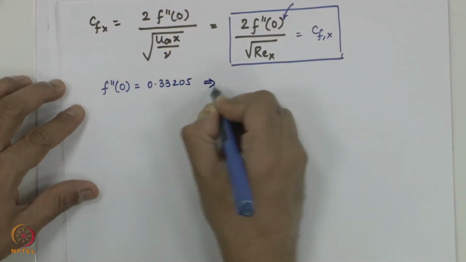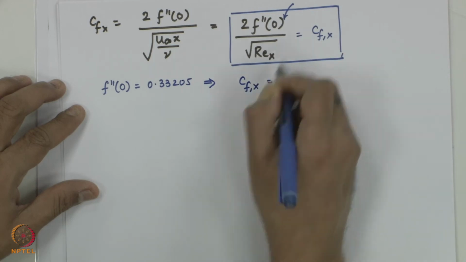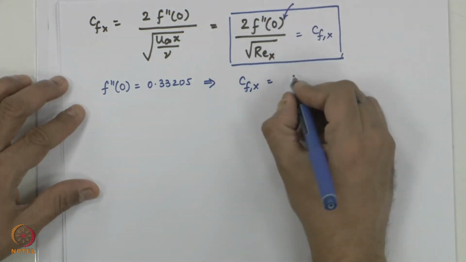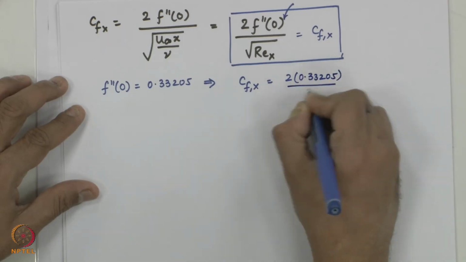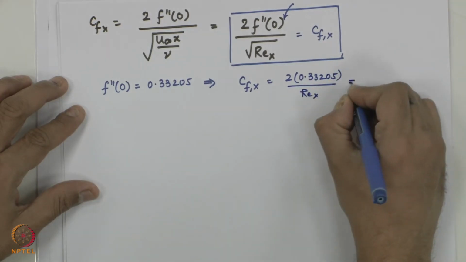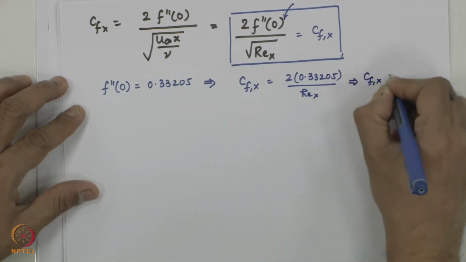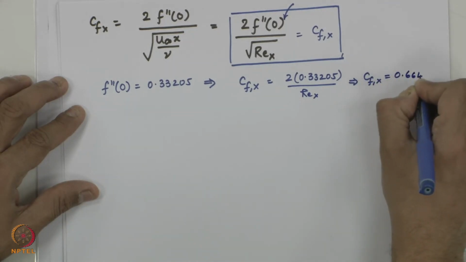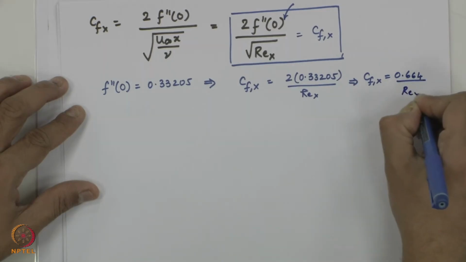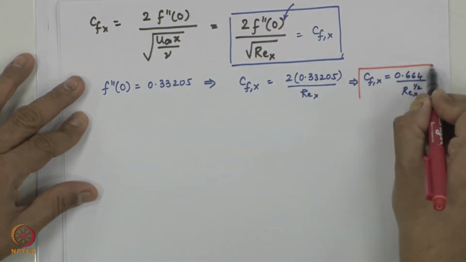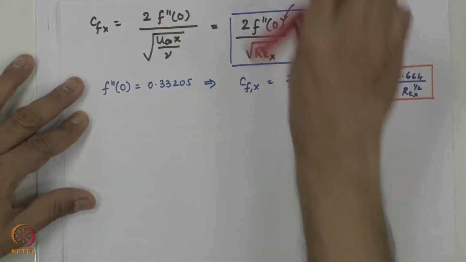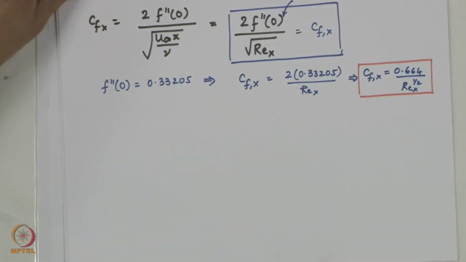If I substitute for that, f double prime of 0 is 0.33205. This implies the local coefficient of friction comes out to be 2 times 0.33205 divided by Re_x to the power 1/2, so Cf of x is 0.664 divided by Reynolds number to the power 1/2. Coefficient of friction is known, therefore shear stress and hence the drag force can be obtained. Shear stress or the drag force can be obtained as follows.